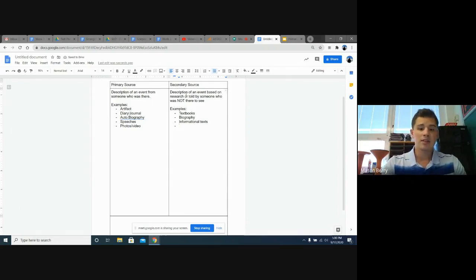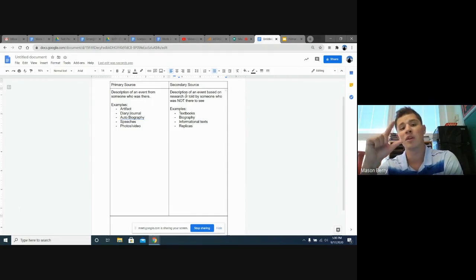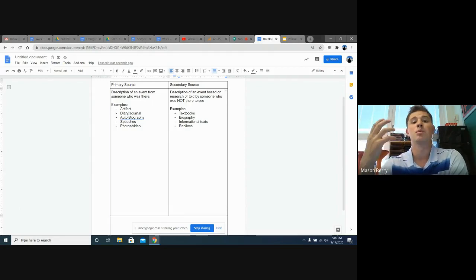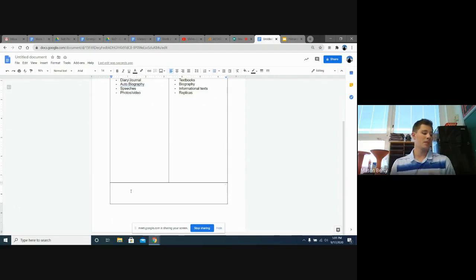Next up, and the last example, are replicas. Replicas are things that are made to look like originals. So for example, we talked about artifacts and arrowheads a few minutes ago. If you were to go out and find an arrowhead and then try to make one of your own, the one that you make would be a replica. It isn't a true primary source because it wasn't being used by people hundreds of years ago. It was made recently, right? Those are examples of secondary sources because, once again, they weren't used by people who were there to see it, right?